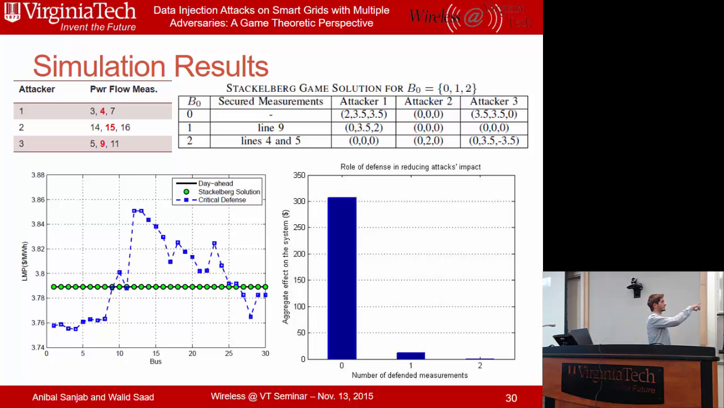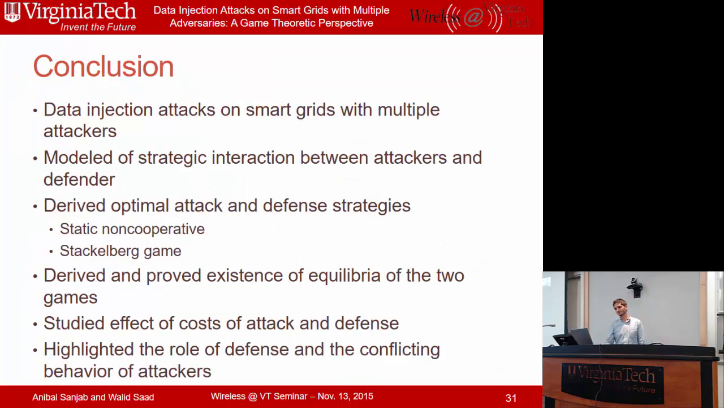Here, if we look at the equilibrium, we can see the Stackelberg solution, which is the optimal solution that we derived in the case where 2 measurements can be defended concurrently. As you can see, the effect on the LMPs is 0. It's equal to the one in day ahead. So by defending only 2 out of 9 measurements, the defender was able to mainly secure the whole system. As compared to defending the most critical lines, which are in that case lines 4 and 9, we can see that there's still an effect on that system. So by defending these 2 critical measurements, the attackers are still successfully able to manipulate the LMPs in the system.